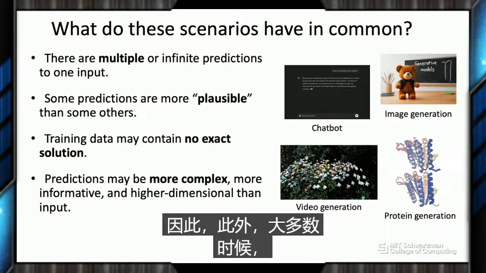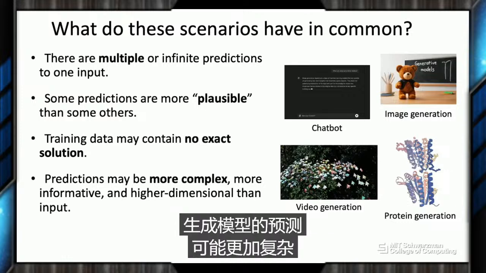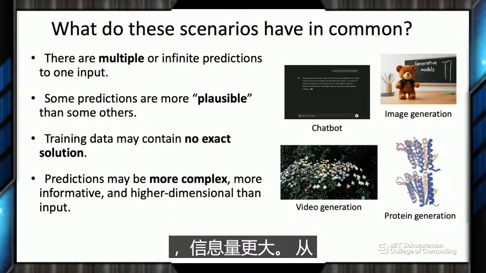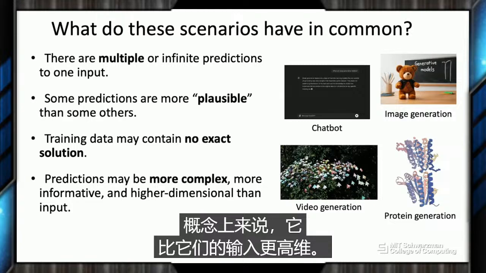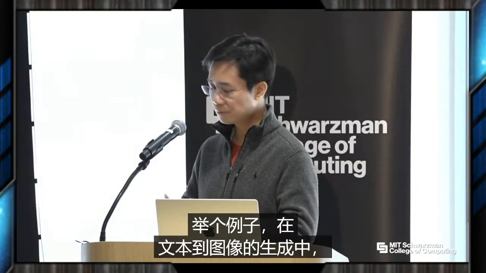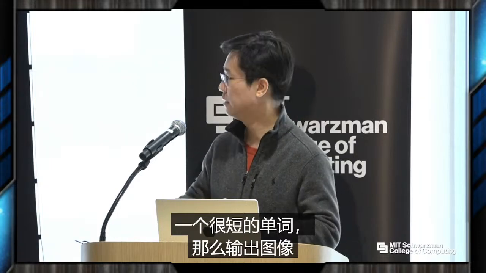In addition, most of the time, the predictions of generative models could be more complex and more informative, and conceptually higher dimensional than their input. For example, in text-to-image generation, you want a computer to generate a cat, which is just a very short word, and the output image would have millions of pixels or maybe even more. So all these properties make a generative model way more difficult than some of the classical deep learning or recognition problems.